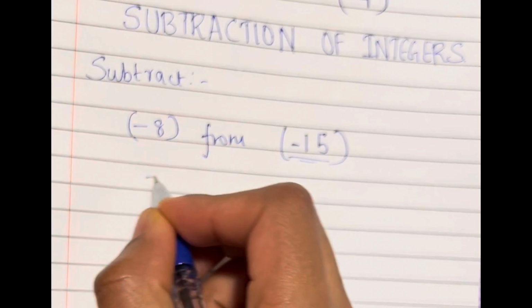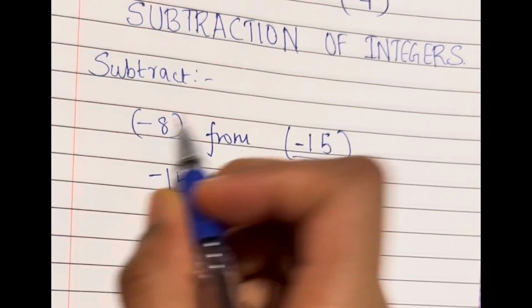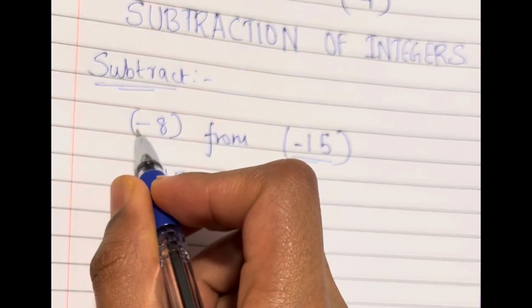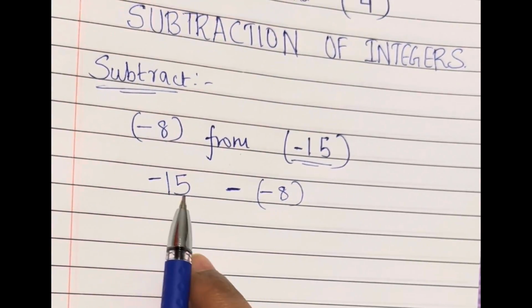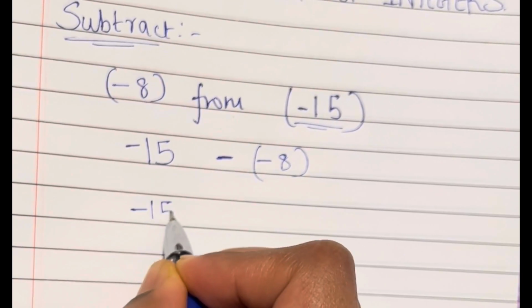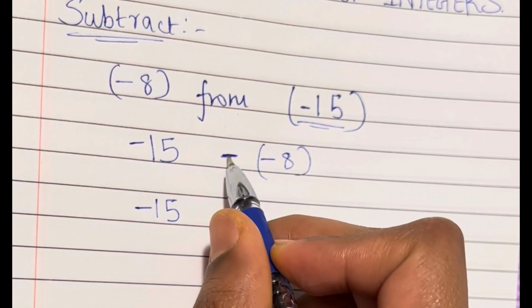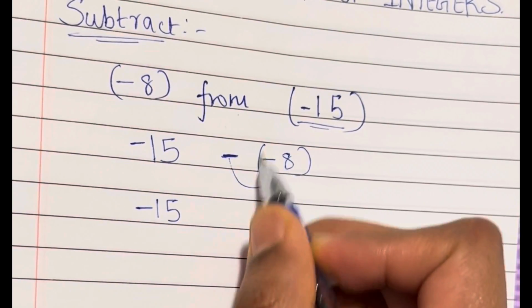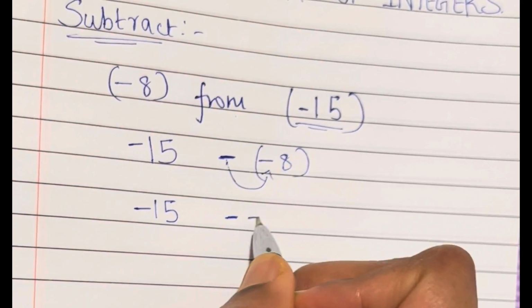Okay, so minus 15 we're writing it here, and instead of "from" you're putting the minus sign, because the operation is to subtract. Then we're writing the minus 8 here. Now you see this expression: minus 15, and then minus bracket minus 8, right? So this minus we're taking inside, and opening the bracket. So how does it come? This minus is going here, and then minus 8 is as such.